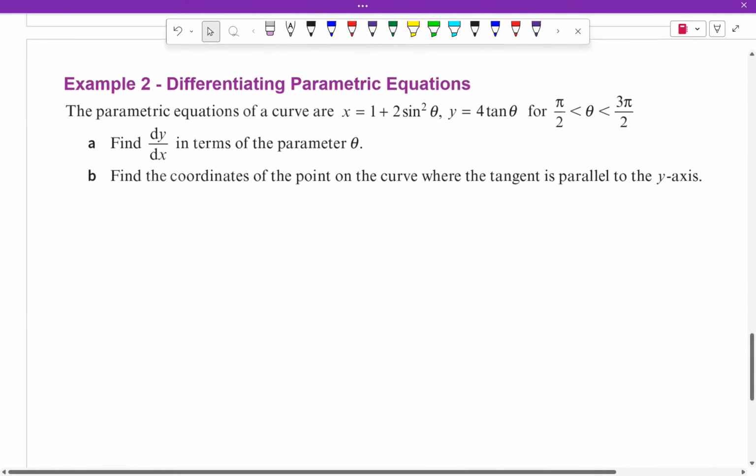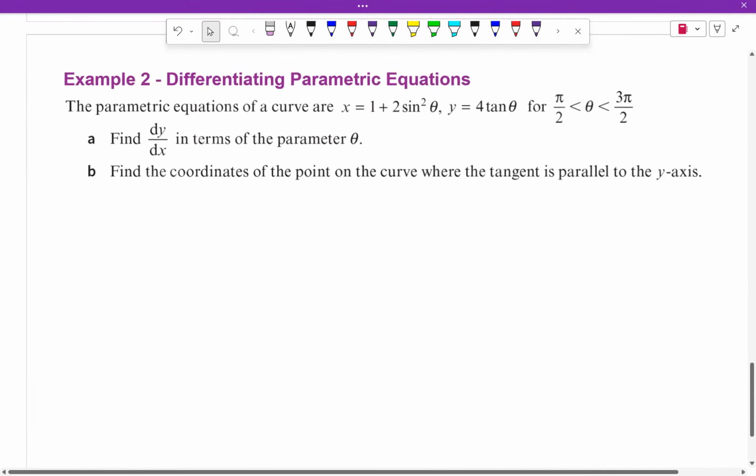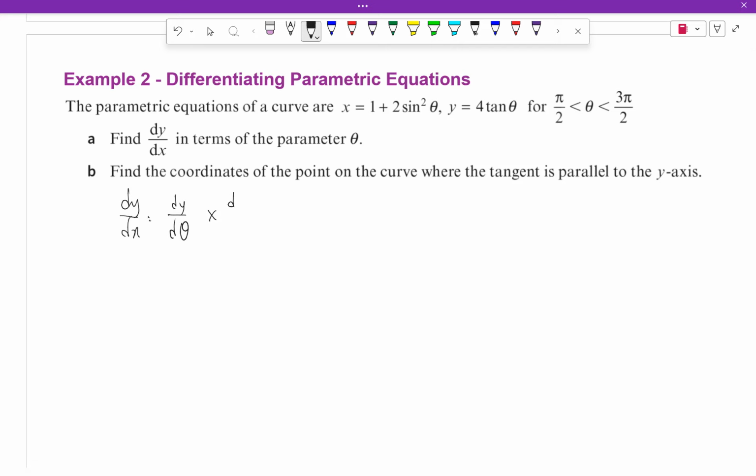Right. Now this one is a harder question because it involves trigonometry. Again, this one is given to us, so it's not too bad, but we do have to figure out dy/dx, which is the same as dy/d theta times d theta/dx. dy/d theta is more straightforward, it's 4 sec square theta. But for dx, we first have to figure out dx/d theta, which again we need to convert using the double angle formula.